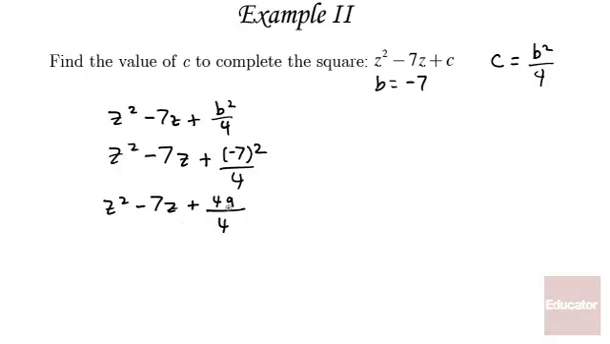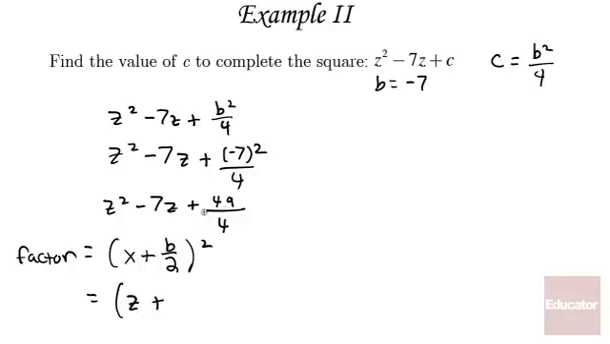Okay, now, remember that to factor this out, what you're going to get is x plus b over 2 squared, to factor a perfect square trinomial. In this case, our variable is actually a z, so I'm going to write it as z plus b, which is negative 7, over 2 squared. So this is going to come out to z minus 7/2 squared.